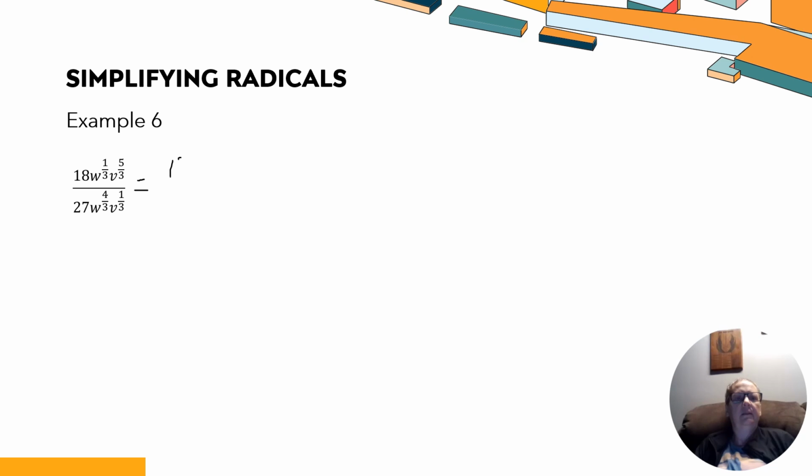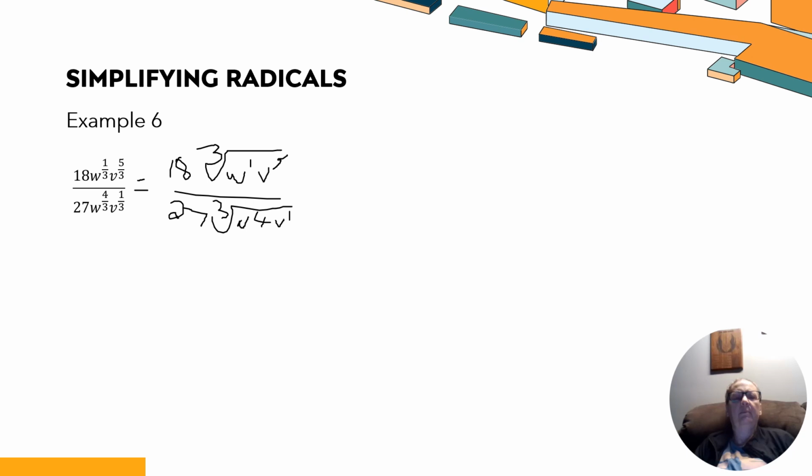So I'm going to rewrite it in terms of those roots first to make it obvious what we're doing. So I have 18 up top, and then I have a cube root of both of these, so I can put them in one cube root. So I have w to the first power because its numerator is 1. I don't have to write the 1, I'm just writing it there so you can see what I'm doing. And then v to the fifth. And then in the bottom, I have 27. Again, I have another cube root. And I have w, its numerator is 4, and v to the first.